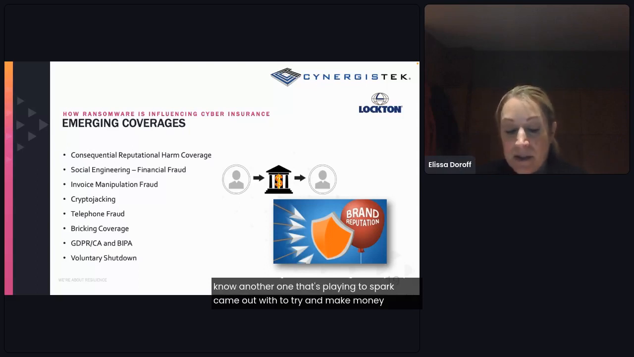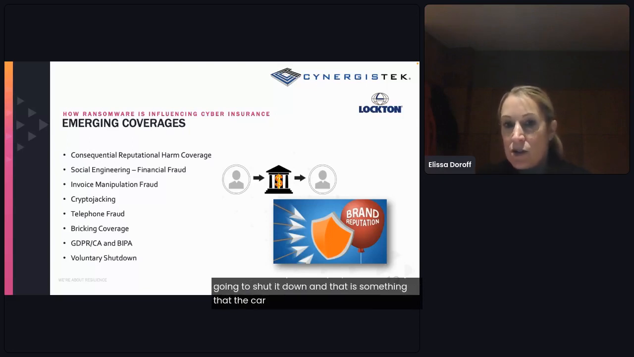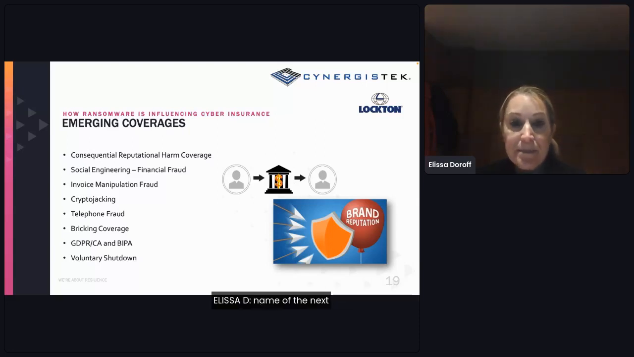And voluntary shutdown. This is another interesting one. This is basically where, instead of waiting for your network to be completely taken offline by a third party, by a hacker or a denial of service attack, et cetera, somebody in the C-suite makes the executive decision that instead of allowing whatever's in the system to perpetuate, we're just going to shut it down. And that is something that the carriers do allow. It's also an endorsement that's readily available. So beyond the basic coverages, these are all the ones that are being added by endorsement. We can go to the next slide.